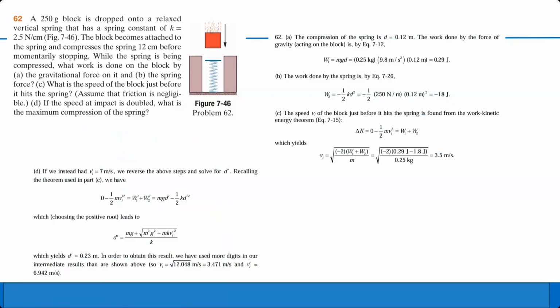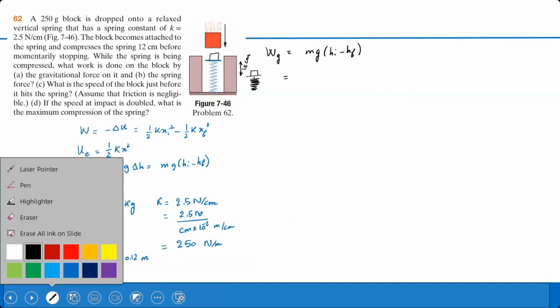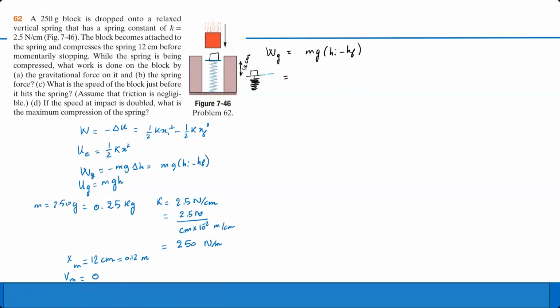Remember, when I study the heights, I need to choose my reference. So my reference, I need to select it. I like to take it to be the lowest point. So I'll take this to be the point where the height is 0, and I will equate that. So I will write down mg into h initial is 12 centimeters, and h final is 0.